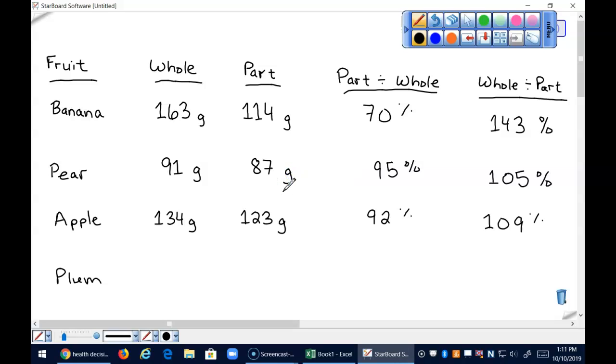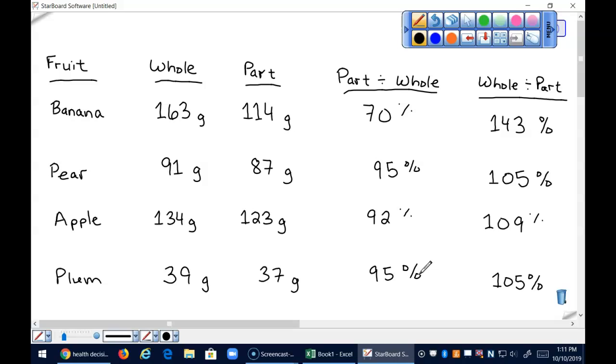And the plum? That was 39 grams, and then the part was 37, because we just took out the pit. The whole divided by part on the right is 105. And 37 divided by 39 is 95. Okay. Same as that pear.